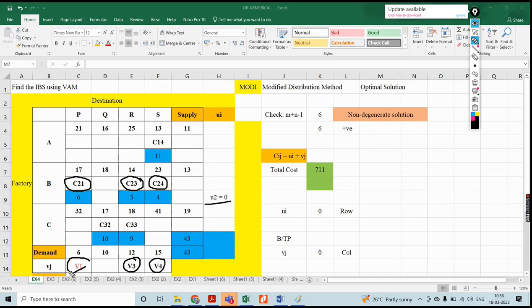Any doubt on it, you can ask. How to evaluate, I will tell you. Is this clear? Raise your hand. Okay, thank you. Here, C21 equal to U2 plus V1. Is this correct? Raise your hand.